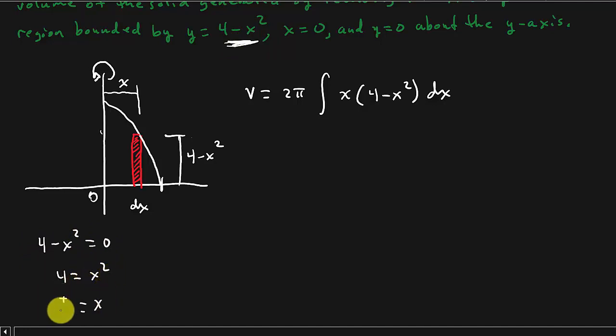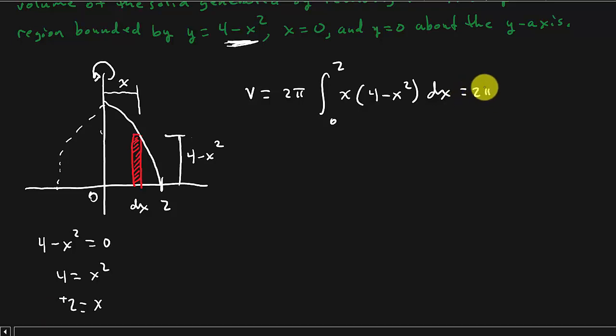And so x is plus or minus 2. But I know this is the positive 2. See, if I drew it over here, that would be the negative 2. So I'm integrating from 0 to 2. See, we don't need the negative in this one. And so that's what I have to integrate right there.